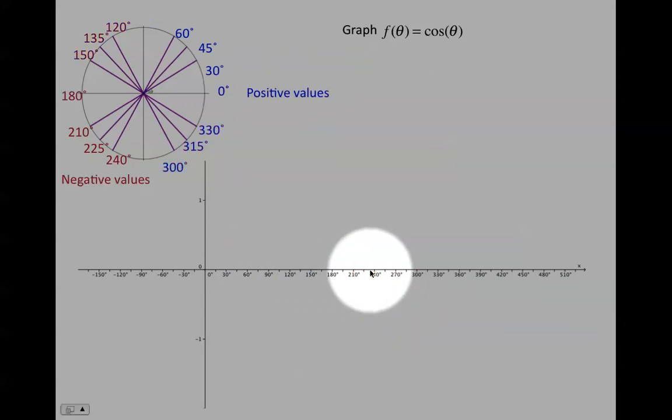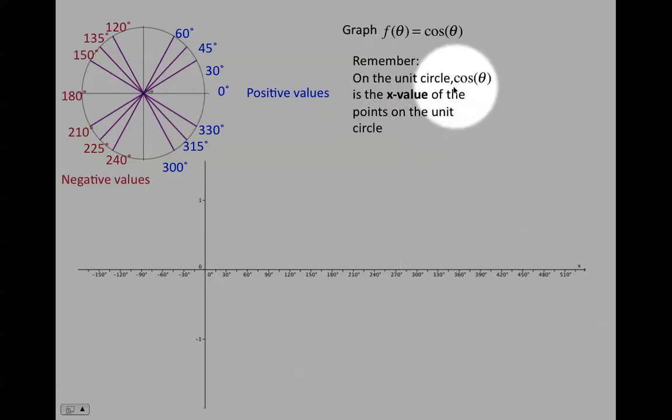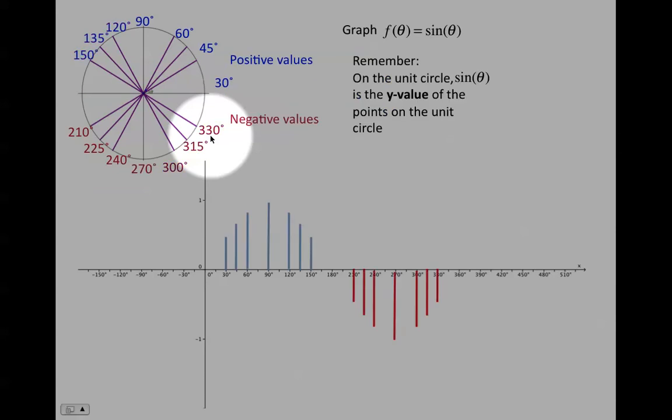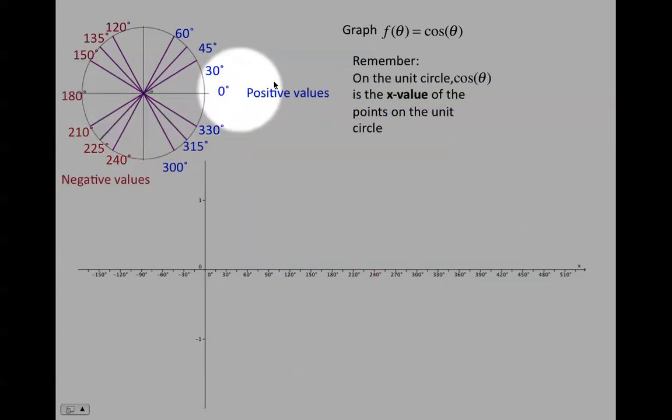We're going to move on now to the graph of cosine of theta. Remember that on the unit circle, cosine of theta is the x values. So we're going to measure the horizontal distance to all of these points and then plot them on this graph. One more thing I want to point out is that for sine, all of the negative values are in the lower half of the circle. For cosine, because cosine is all the x values, all of the negative values are on the left side of the unit circle. So it's a little bit different.